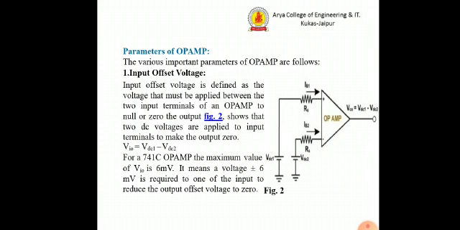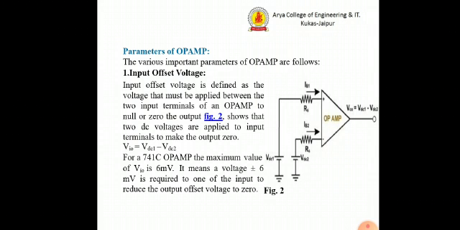So, what is the input offset voltage? Why read about it? The input offset voltage is defined as the voltage that must be applied between the two input terminals of an op-amp to null or zero the output. This will be the case when the transistors used for the op-amp configuration are not matched.